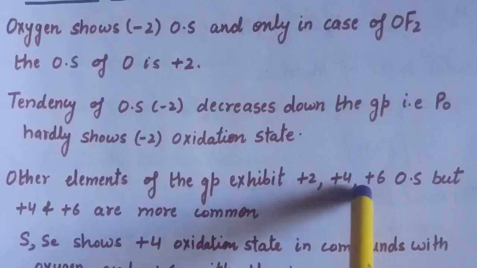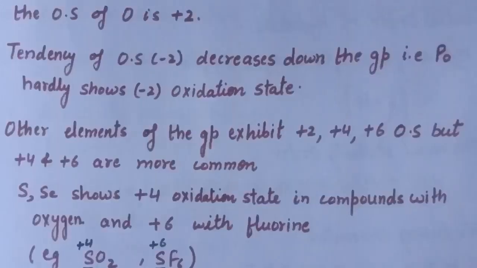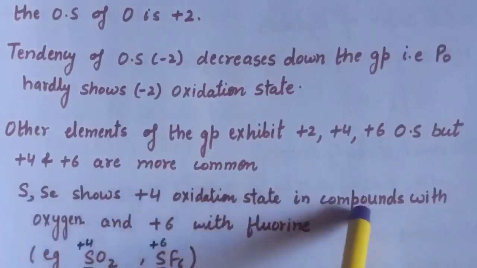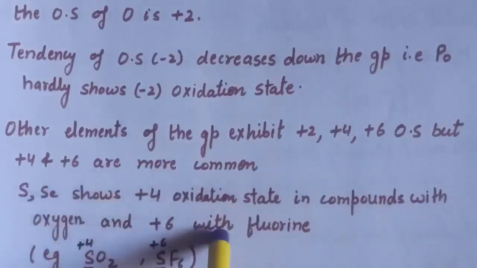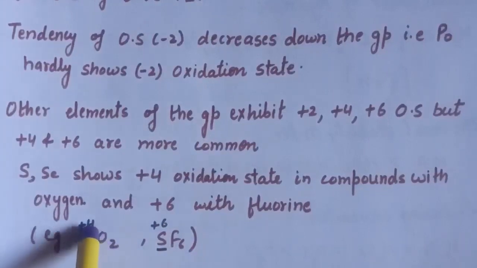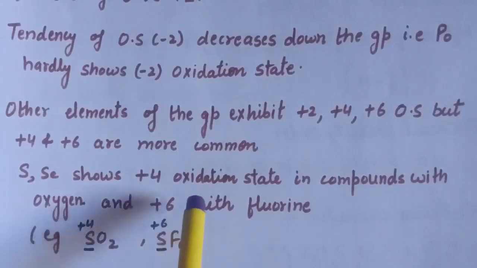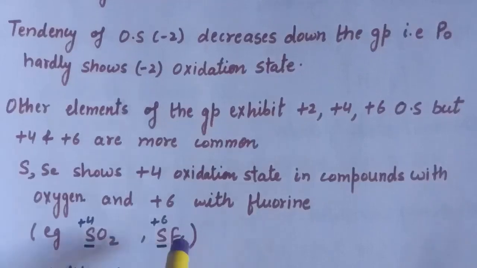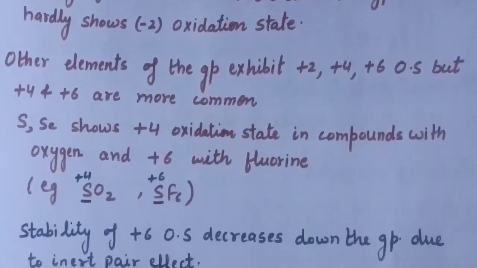for tellurium and polonium. Now sulfur and selenium show +4 oxidation state in compounds with oxygen and +6 with fluorine, just as in these two examples. Here we have SO2. So when sulfur combines with oxygen, generally it shows +4 oxidation state, but +6 is shown when it combines with fluorine. Next, the stability of +6 oxidation state decreases down the group due to inert pair effect.